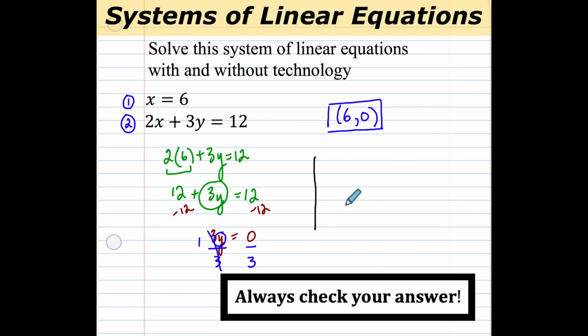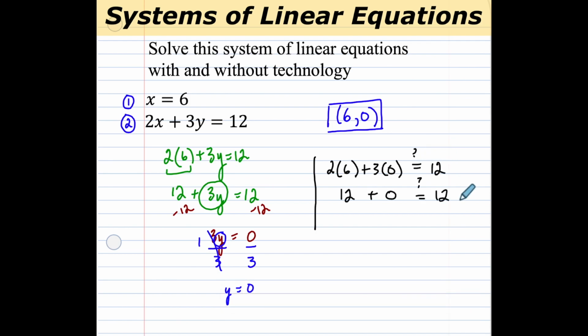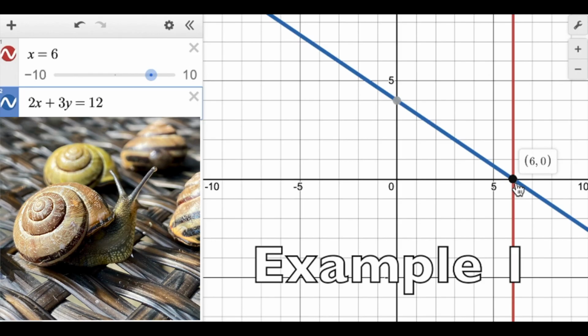We probably should check our answer. 2(6) + 3(0). Does that equal 12? Does 12 + 0 equal 12? And yes, 12 does equal 12. There you have it. We have a couple methods to solve systems of linear equations. We can use technology, such as Desmos, or we can solve by using algebra.